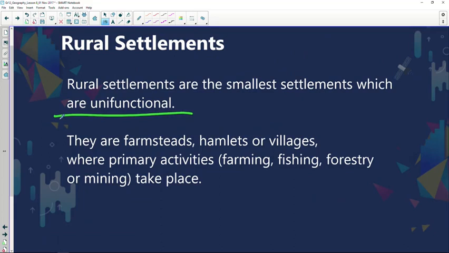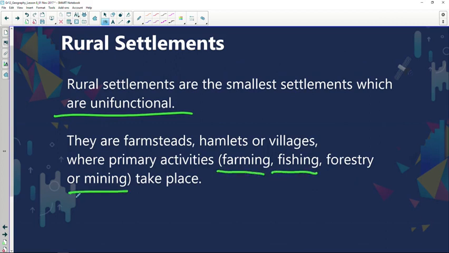But right now, what are we going to do? We're going to focus on rural settlements. And like we discussed, the main function over there is primary activities. Like we've mentioned before in the previous slides, it's unifunctional, mostly one function. Primary activities, for instance, farming and forestry. Now, if you look at it, where do we find these primary activities? Usually where there's farming taking place, fishing, or mining.